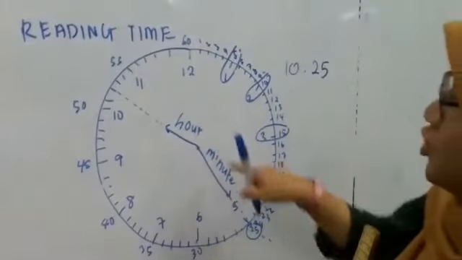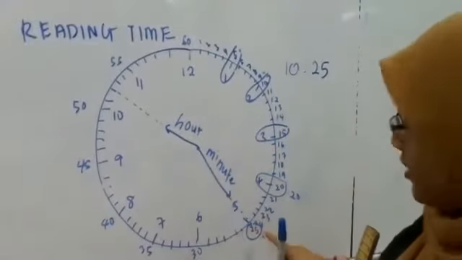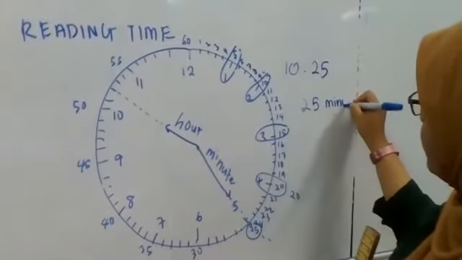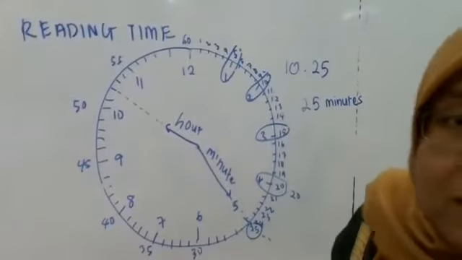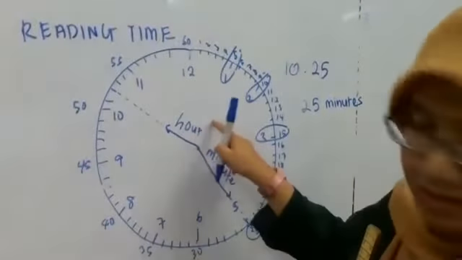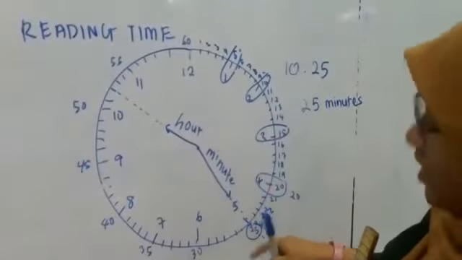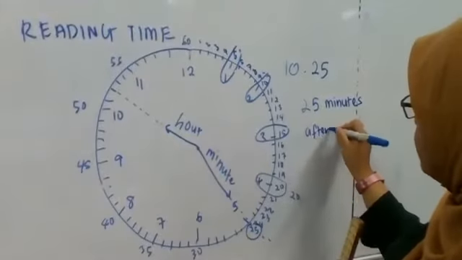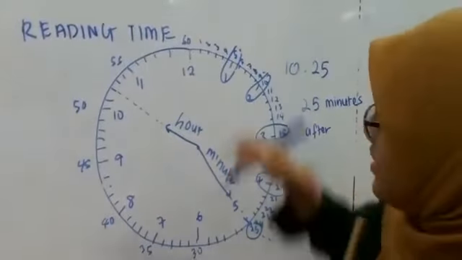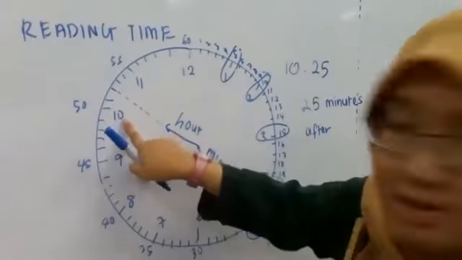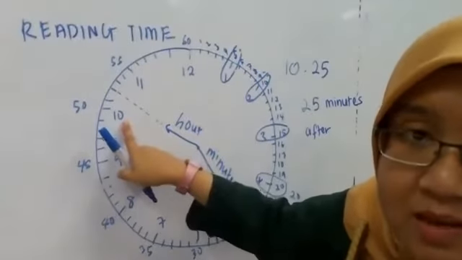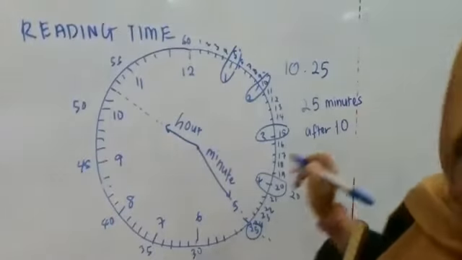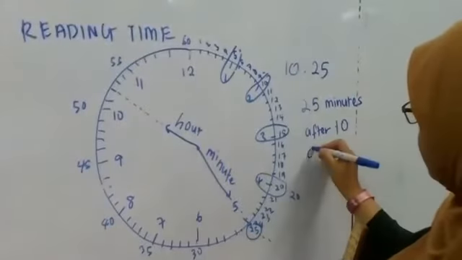First, you mention the minutes. How many minutes here? 25. So you write 25 minutes. After that, you put the hour. 25 minutes after what? What is this number? This is number 10, right? 25 minutes after 10 o'clock.